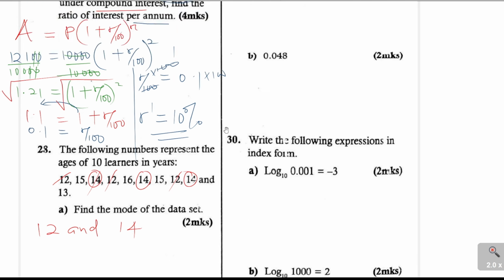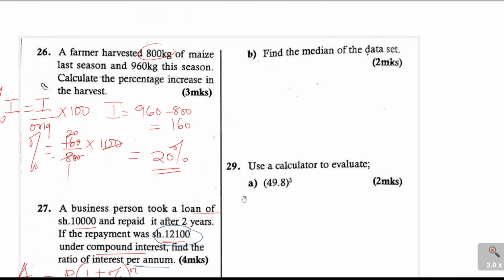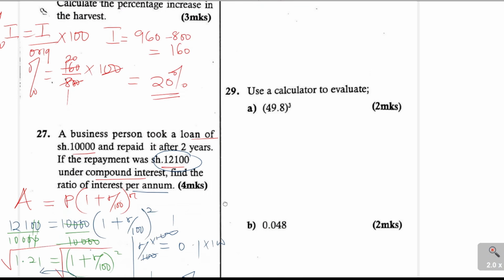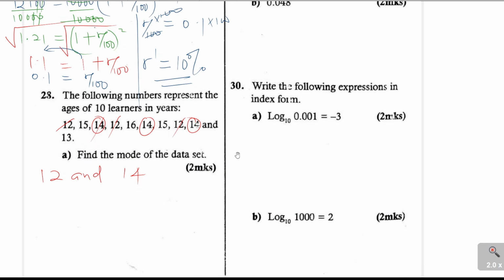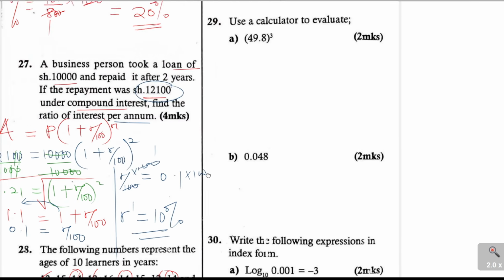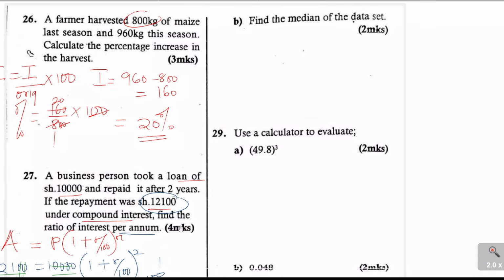The next question, find the median of the data set. The median is the middle value, and for you to get the median, you have to arrange this set of data either from the smallest to the largest or from the largest to the smallest, otherwise known as ascending or descending order. So I'll organize this data from the smallest to the largest.